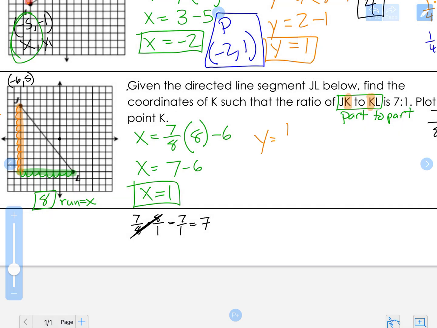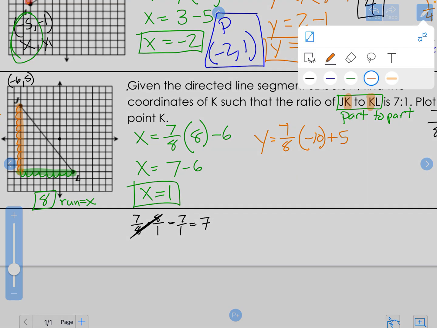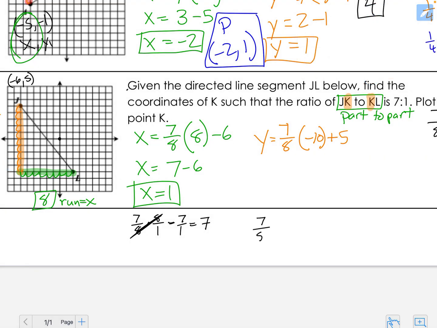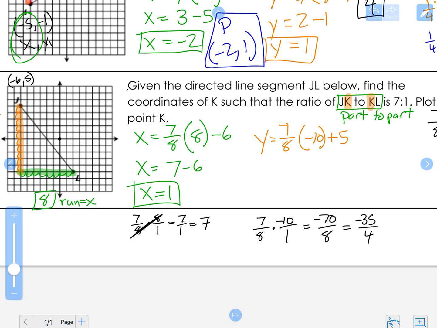So y is equal to the part to whole, which we said was 7/8, times the rise, which we said was -10. And then it's a +5, so I'm going to put +5 at the end. And again, let's do a little bit of fraction math. So 7/8 times a -10, and we turn any whole number into a fraction by putting it over 1. So I end up with a -70/8. I need to simplify this as best as possible. So the way I'm going to simplify it, I know I can divide both numbers by 2. So we get a -35 divided by 4.